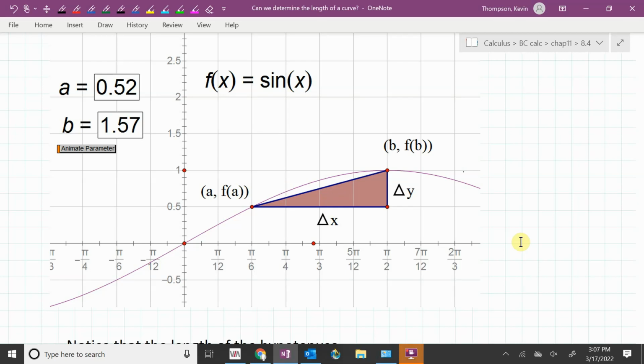So 11.1 is also partial review from parametrics. So anyway, hope the tests are done, submitted, all of that. But so this 8.4, you can title your notes, length of a curve. Length of a curve.